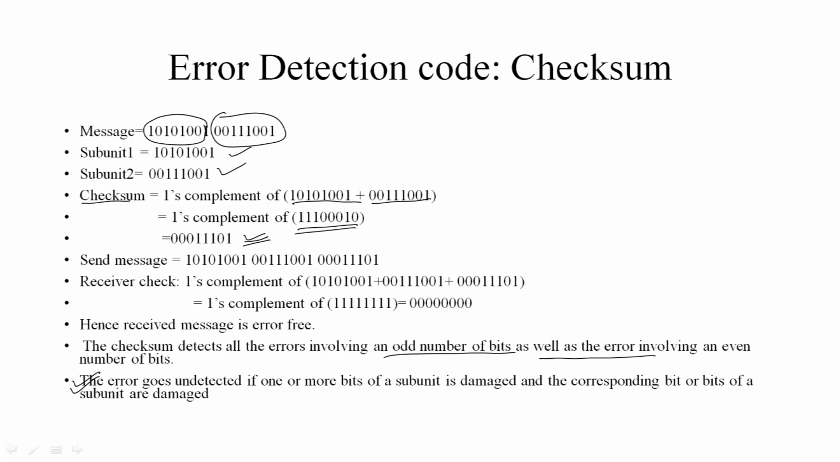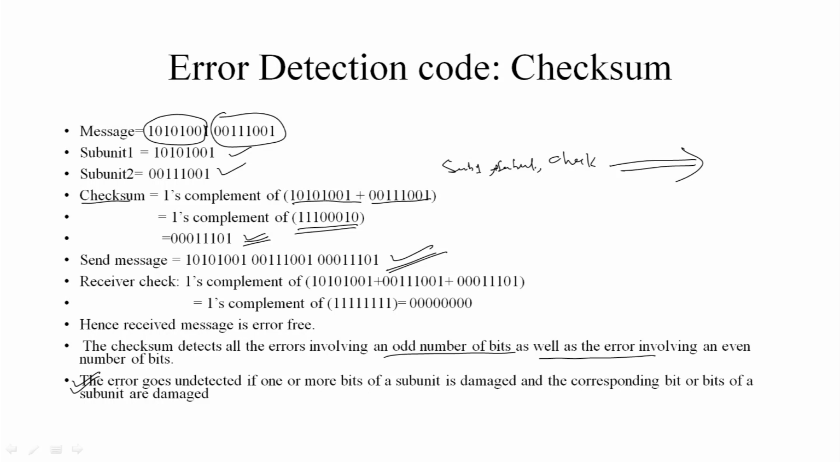When the sender sends a message, this means the message is sent in the form of subunit 1, subunit 2, and then we append a checksum. The sender appends a checksum to that message and then sends it to the receiver. Once the receiver receives this message, the receiver checks whether the message that arrived is correct or contains some error.